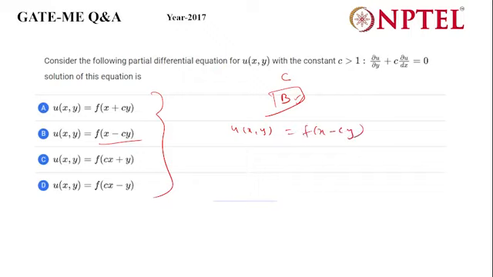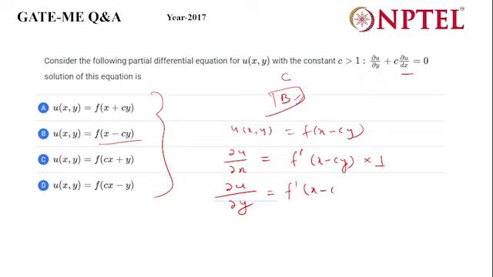Firstly, we will differentiate it with respect to x. So your del u by del x is f dash of (x minus cy), and then you differentiate the inside of the bracket function with respect to x. What will it be? Y. Then we partially differentiate it with respect to y. Firstly, you write f dash of (x minus cy). Then you differentiate the inside of the bracket function with respect to y. What will it be? Minus.